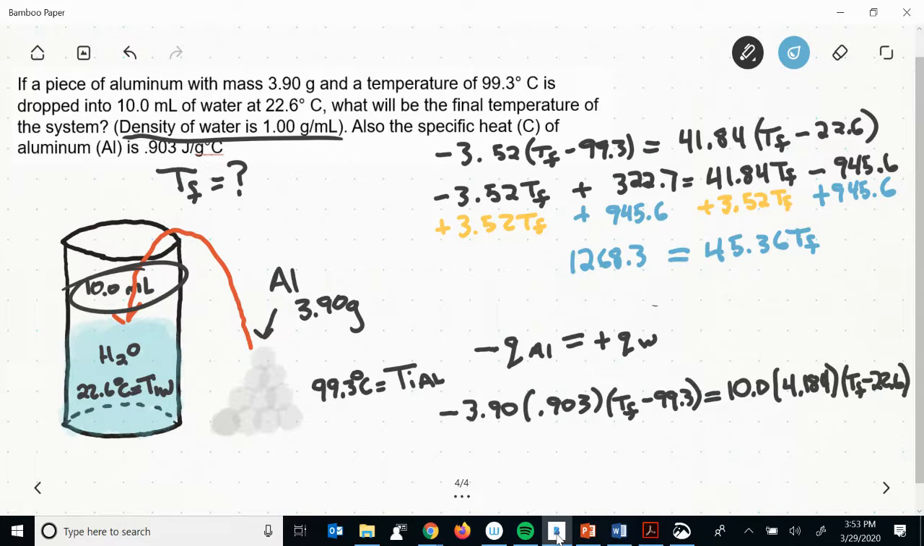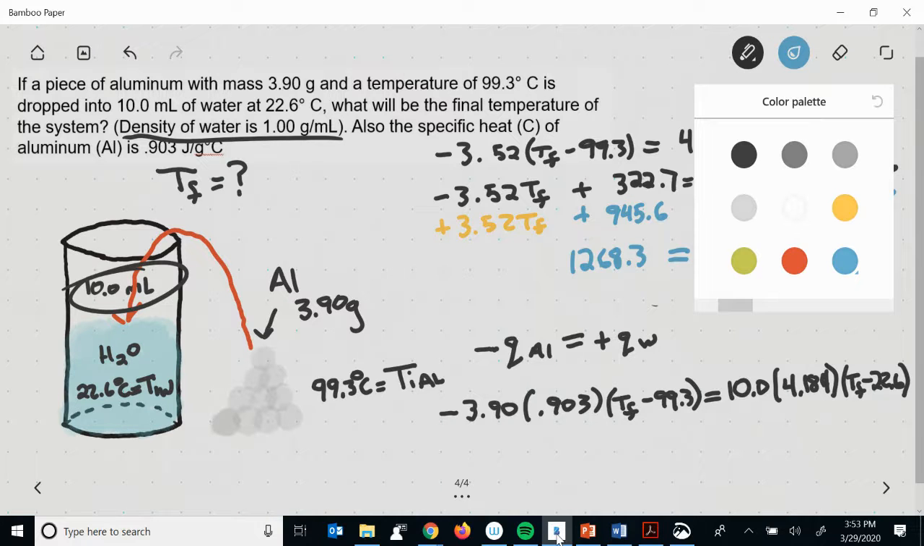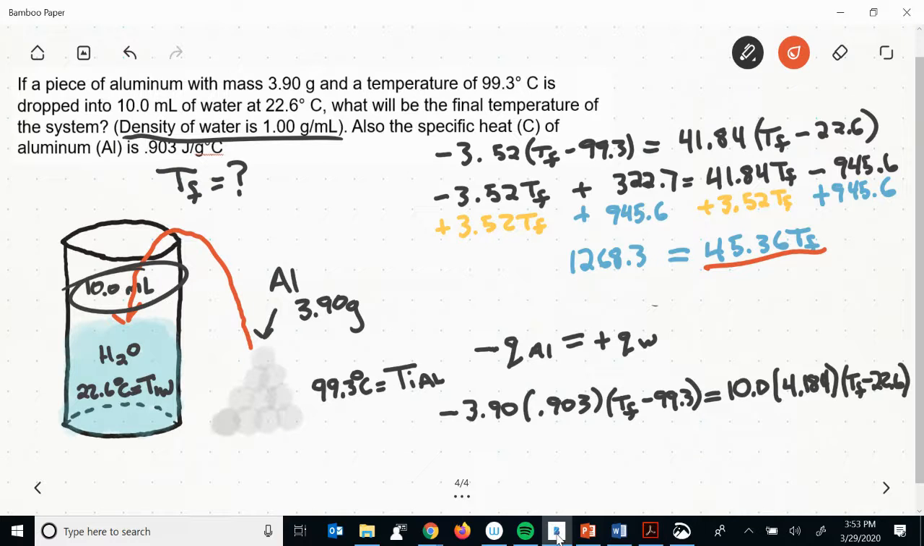Okay. The final step, all I have to do is now go through and divide by 45.36. Divide both sides by that. So if I say on my calculator 1268.3 divided by 45.36, I get 27.9. It's really 28.0 degrees Celsius, and that's my final temperature.